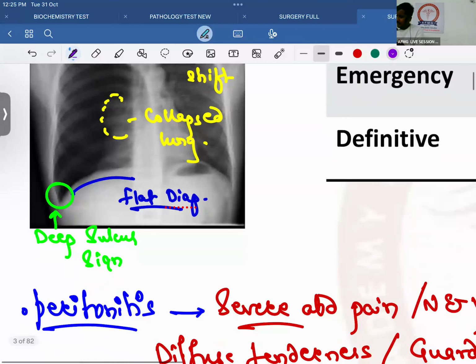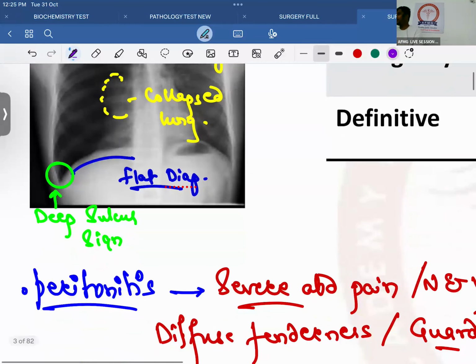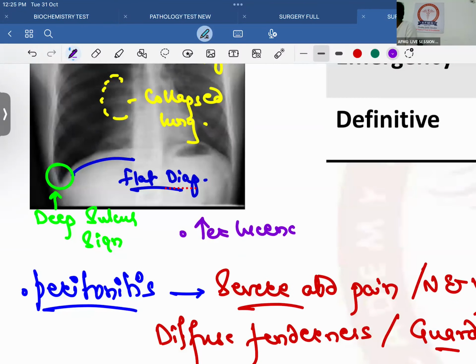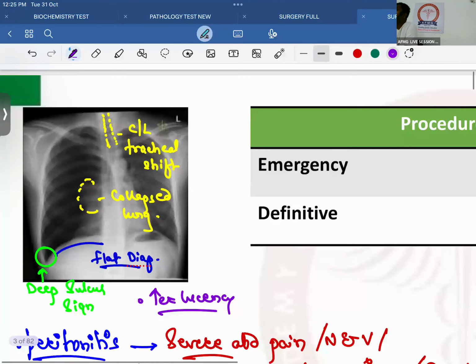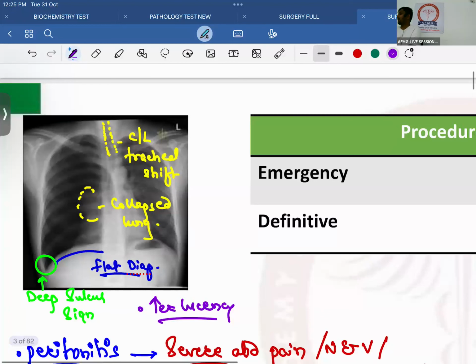Very good. On the affected side, we'll be able to see hyperlucency. So hyperlucency on the affected side, collapsed lung, flattening of the diaphragm, deep sulcus sign, contralateral tracheal or mediastinal shift, and present or absent bronchovascular markings. All of these are suggestive of tension pneumothorax. Shabash. Tension pneumothorax does not require a chest X-ray for diagnosis. You can directly go for emergency management.